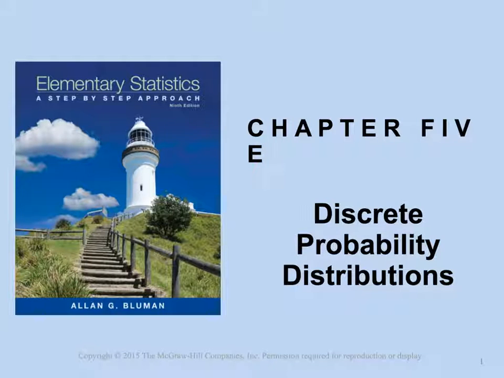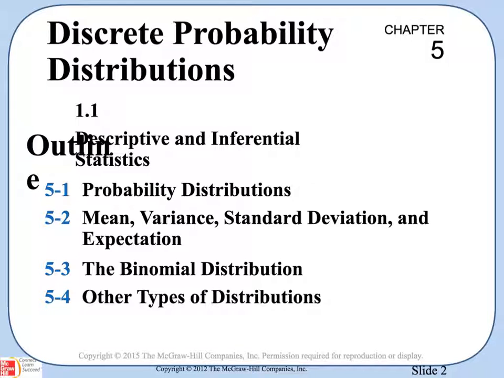Okay, so chapter 5 is on discrete probability. There are 4 sections. We will cover sections 1 and 2 today. Probability distributions, just in general, what are they? That section is just a couple slides long. And then we will talk about how do you find mean, variance, standard deviation, and expectation from a probability distribution.